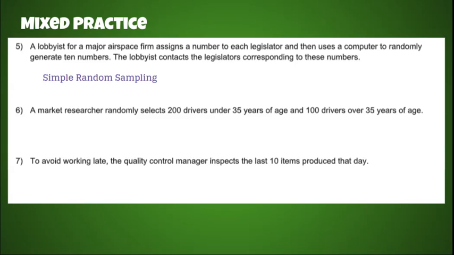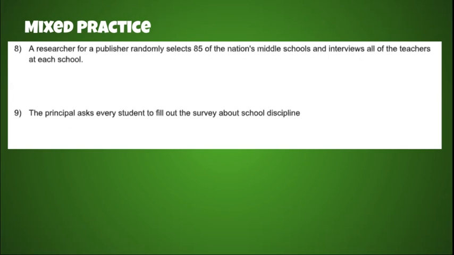Number 6, a market researcher randomly selects 200 drivers under 35 years of age and 100 drivers over 35 years of age. So you have 2 groups. So here groups, if it's groups, it's stratified or cluster. You split these groups up by a characteristic, which is age. So this is stratified. Number 7, to avoid working late, the quality control manager inspects the last 10 items produced that day. The quality control manager is lazy. This is biased. It's convenience sampling. We don't really want to do that, but I guess you got to do what you got to do.